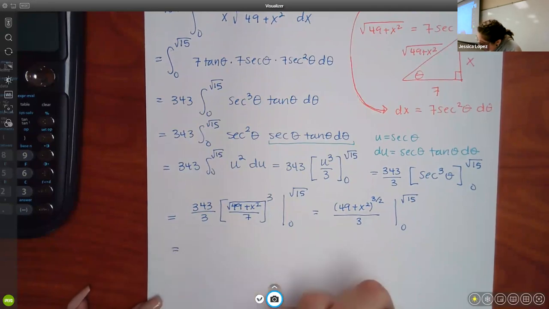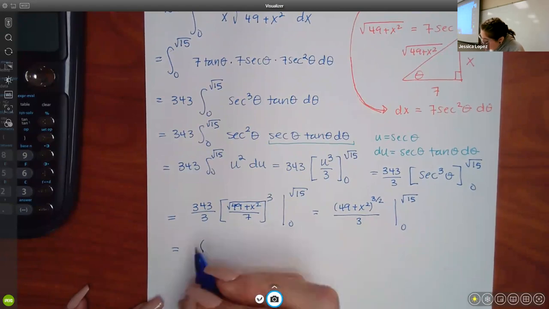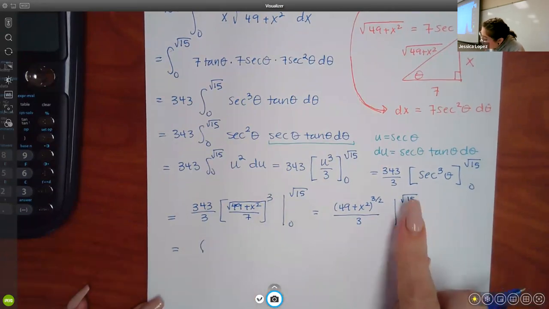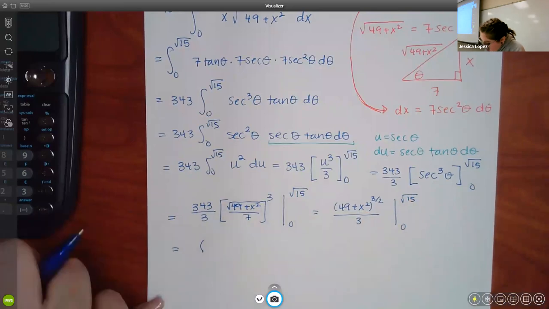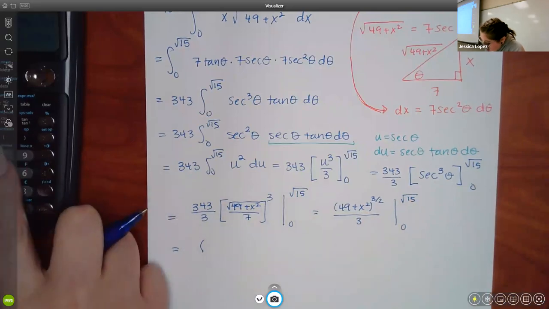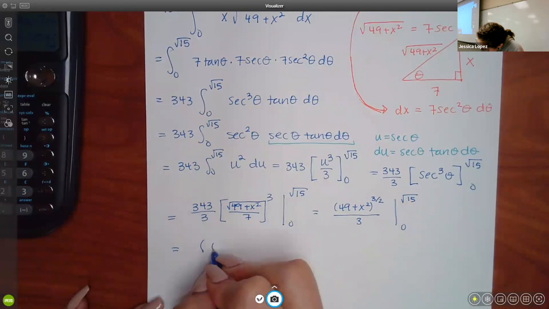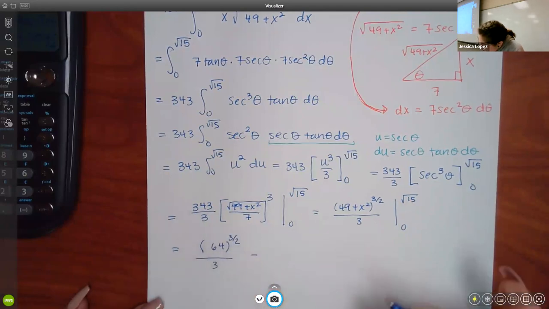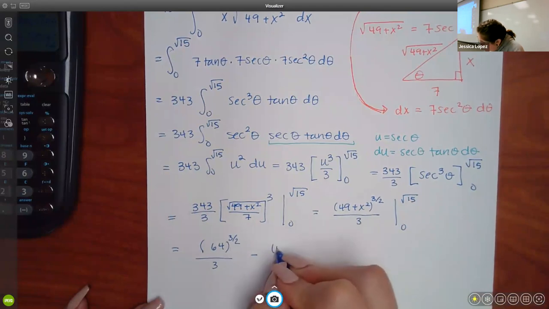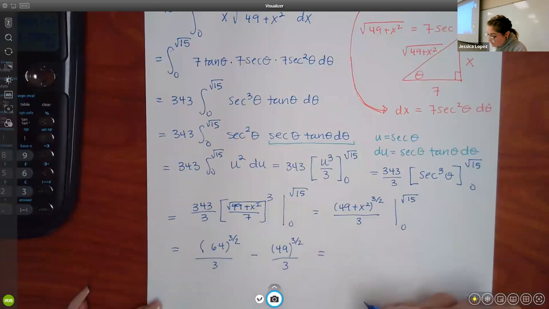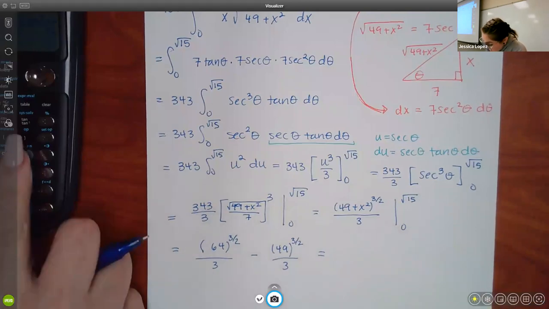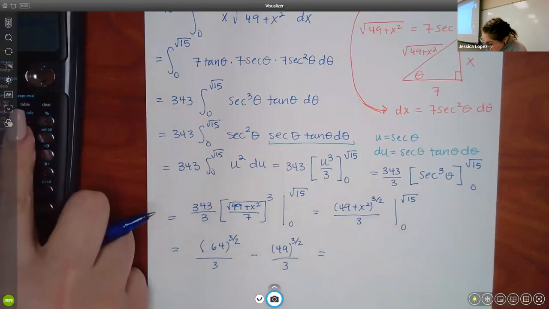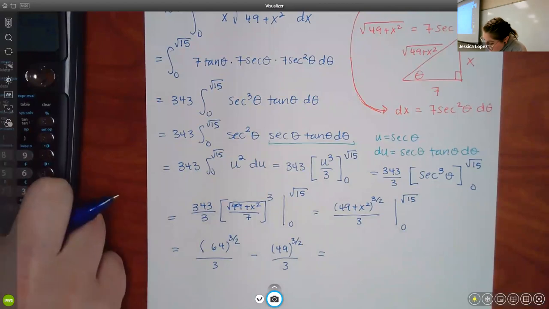So now we do the fundamental theorem of calculus. When I square the square root of 15, it's just going to be 49 plus 15, which is 64 to the 3 halves over 3. When I plug in 0, it's just going to be 49 to the 3 halves over 3. That is small enough for me to type the whole thing in the calculator.